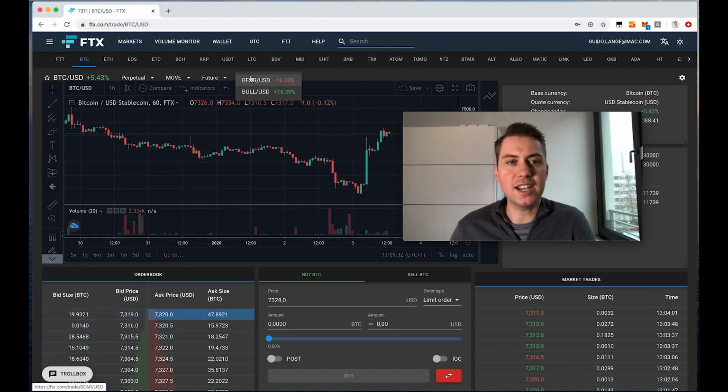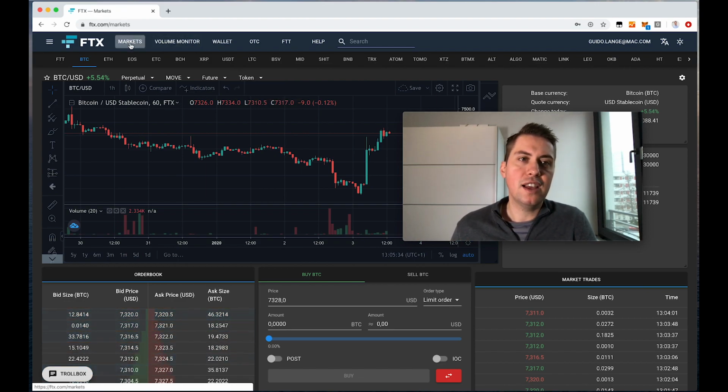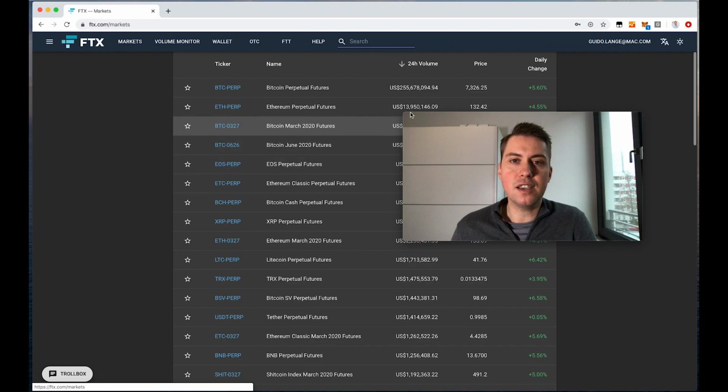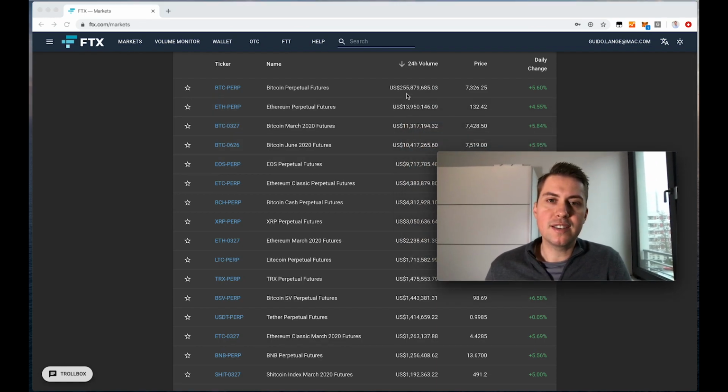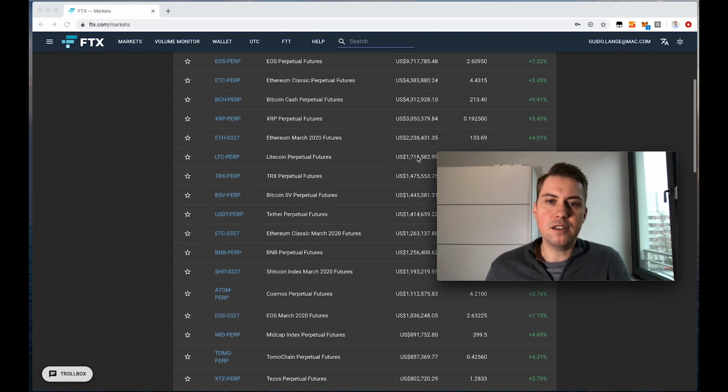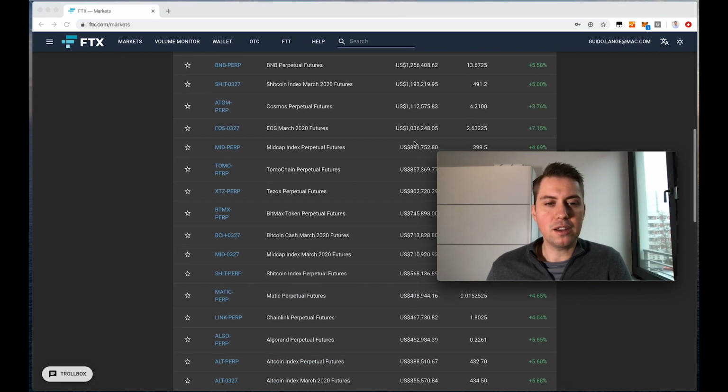However, most people actually trade the perpetual contracts, as you can see here with the volume. You can see the volume for the Bitcoin perpetual contract was 255 million in the last 24 hours, and for Ethereum it was only 14 million, and then it goes down pretty quickly.